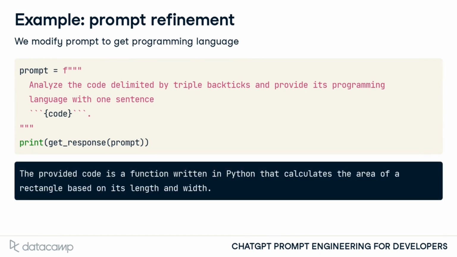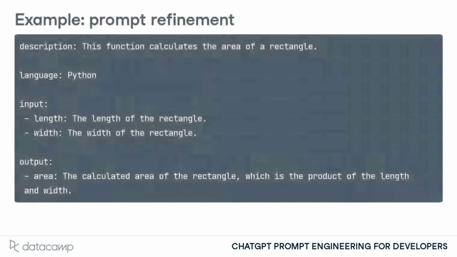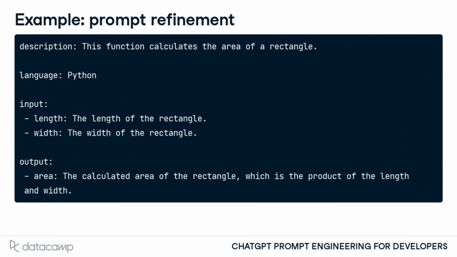is written in Python. Now, suppose we want to get structured information about the function, like a short description, the programming language, the inputs, and the outputs. We explicitly mention this in the prompt and feed it to the model. The output incorporates all the elements we requested in our refined prompt.